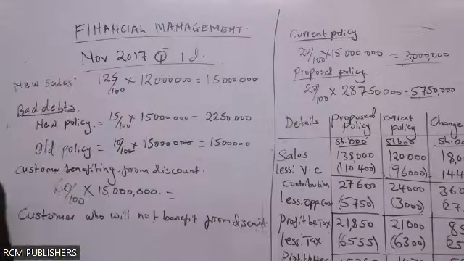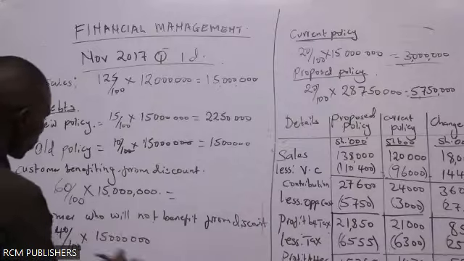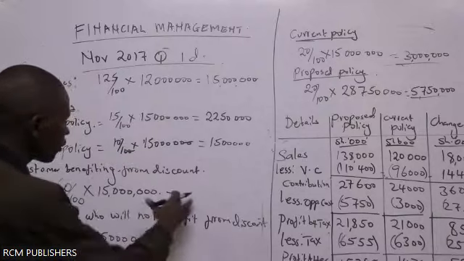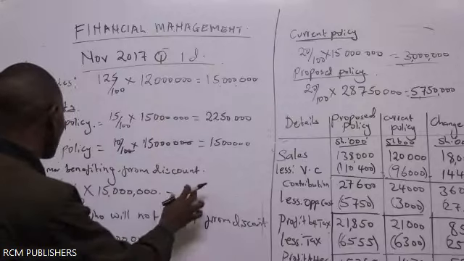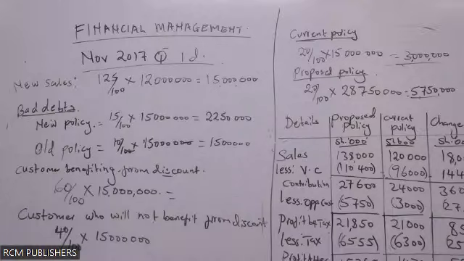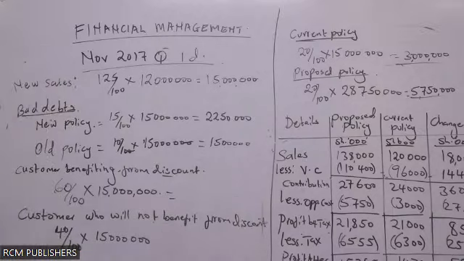Proportion ni 40%. 60% already will benefit, but 40% will not benefit. 40% of 15 hawa hawata benefit. Yani ukishapitwa, ukishavuka tunafika 60. So give me the number of benefits hapa, or the customer, whatever the value here. 60% of 15 ni pesa ngapi?